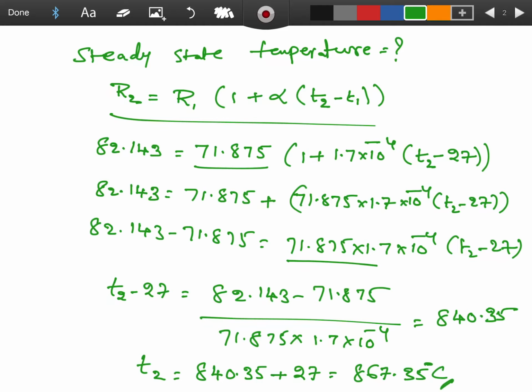See what the temperature difference is. Initially it is 27 degrees Celsius, and now it is 867.35 degrees Celsius. Such a large temperature change.